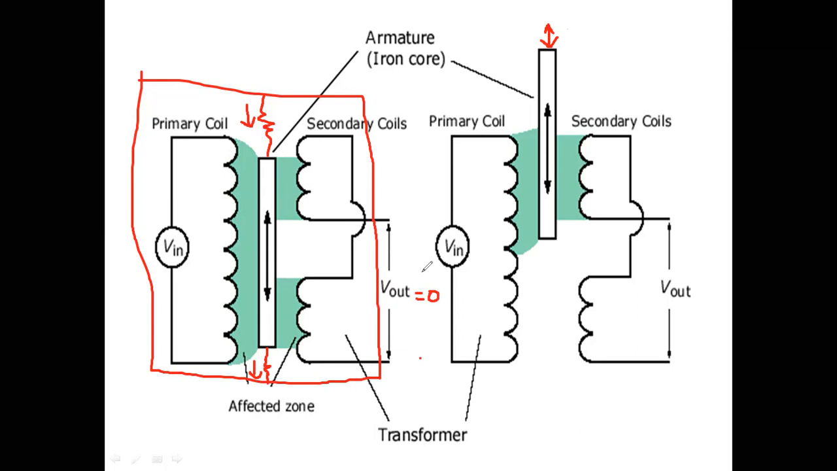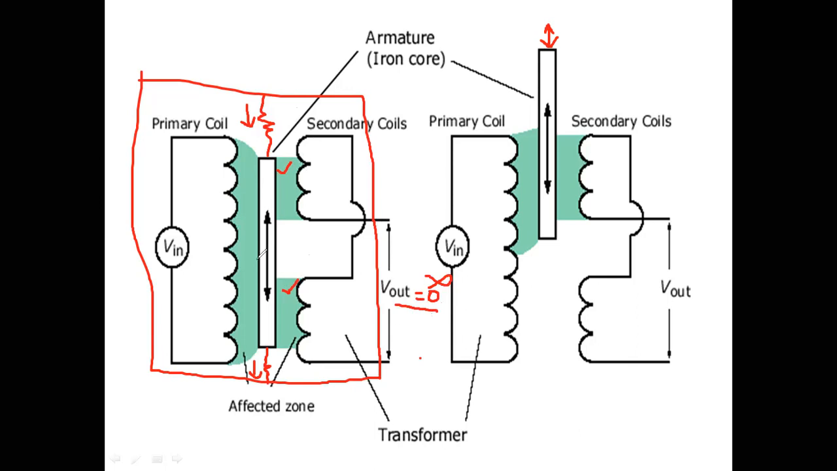BIBO, bounded input, bounded output, and if input is 0, output must be 0, right? So I am not applying any input here, thus that output should be 0. When the core is at center position exactly, then output will be 0. If the core is not at center position by any chance, then the output will not be 0 volt.